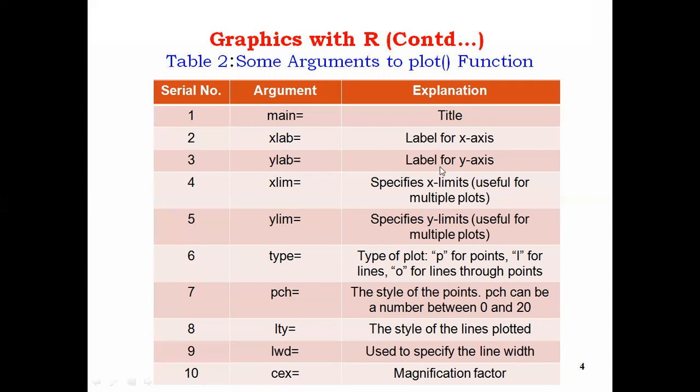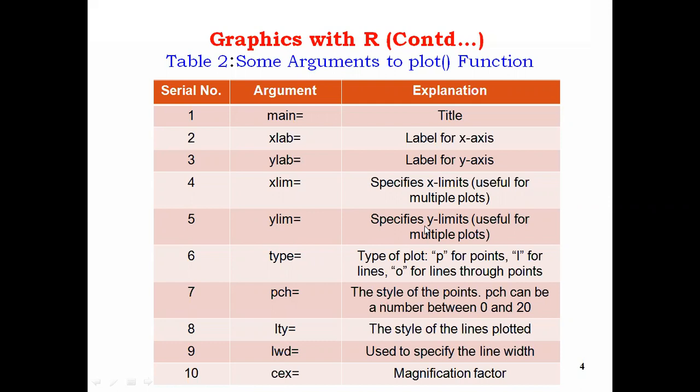Then YLab, that means the label for the y-axis. Then serial number 4, XLim. This XLim specifies the X limits, which is useful for our multiple plots. And then serial number 5, YLim, that means this specifies the Y limits, which is also useful for your multiple plots.